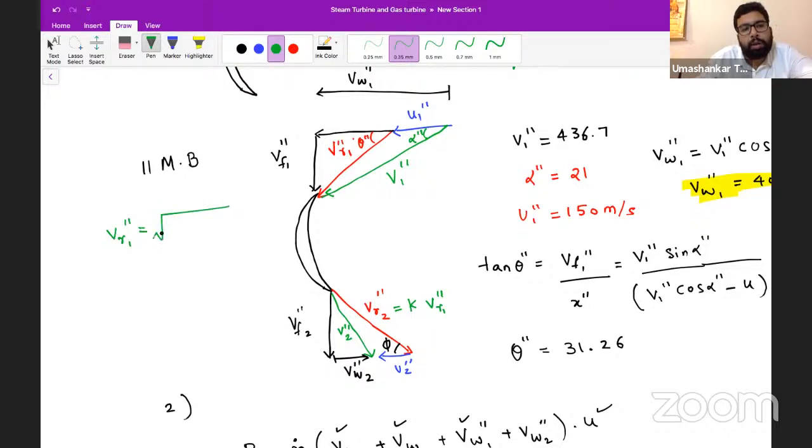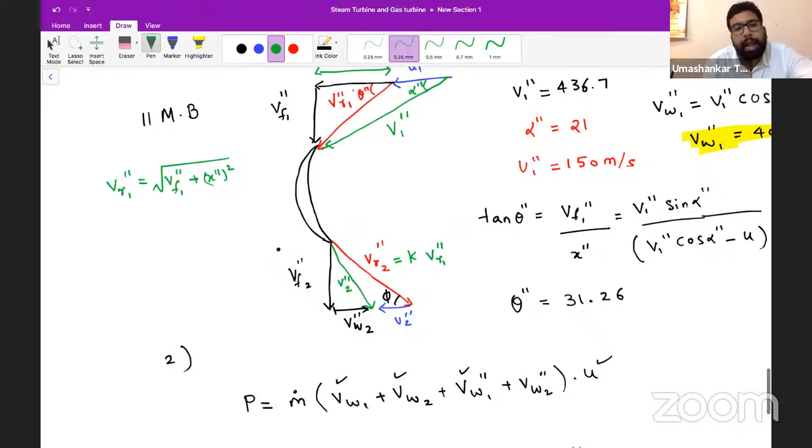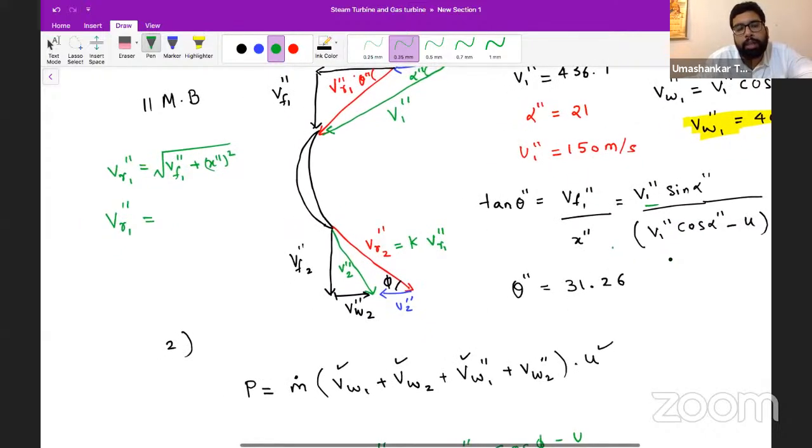under root VF1 double dash plus X double dash, whole squared. What I am mentioning as X is this X double dash, no? We used it earlier also. So can you tell me, what is the value of VR1 double dash coming out to be? VF1 we have, X we have. I hope you can calculate all these things and tell me the VR1 double dash value. Can anyone tell me please? Anyone?